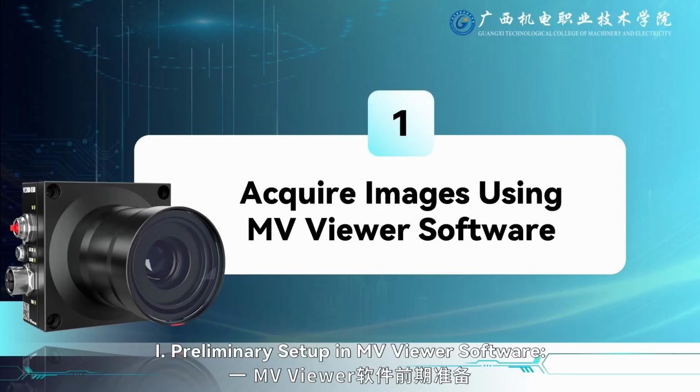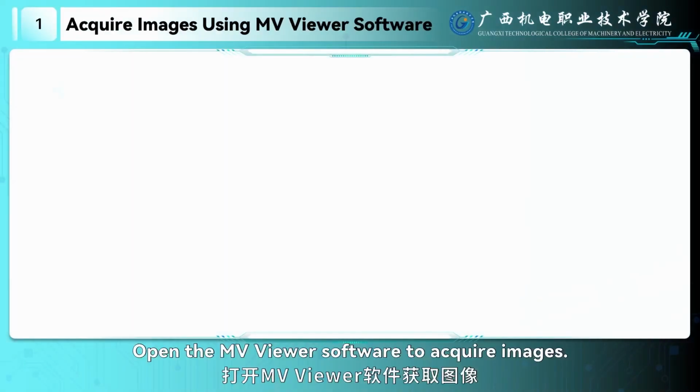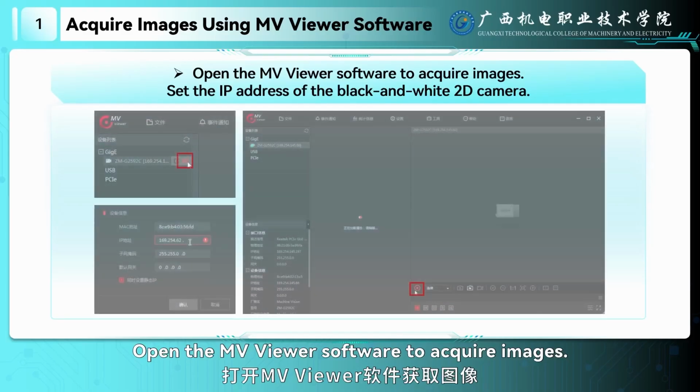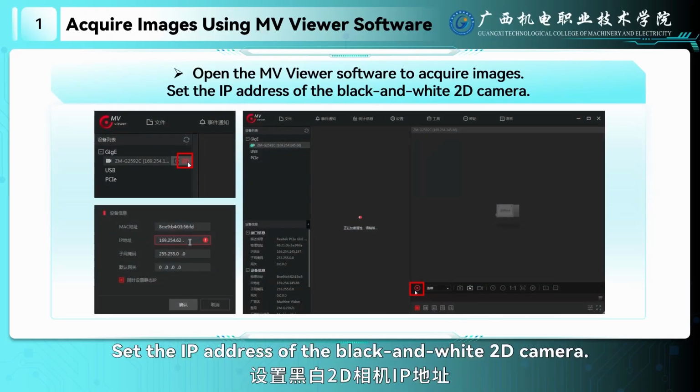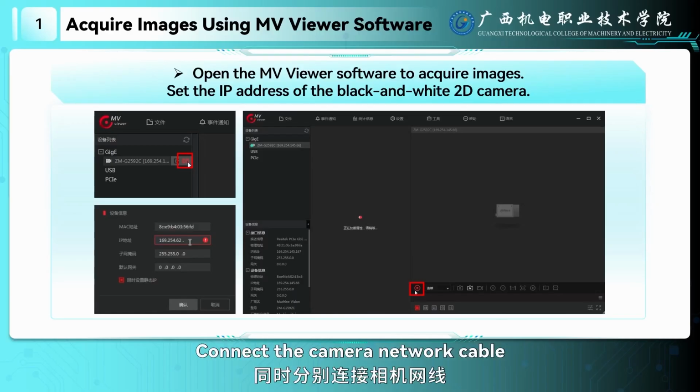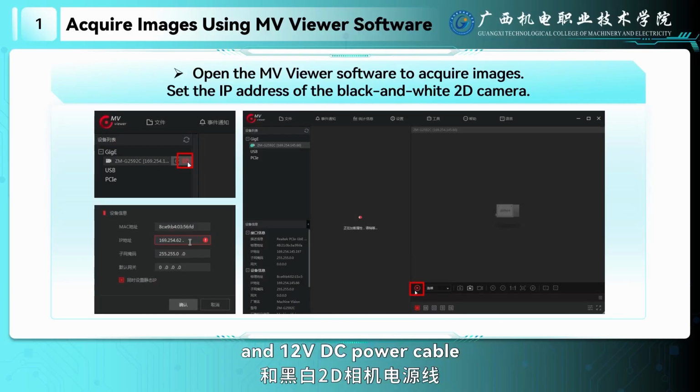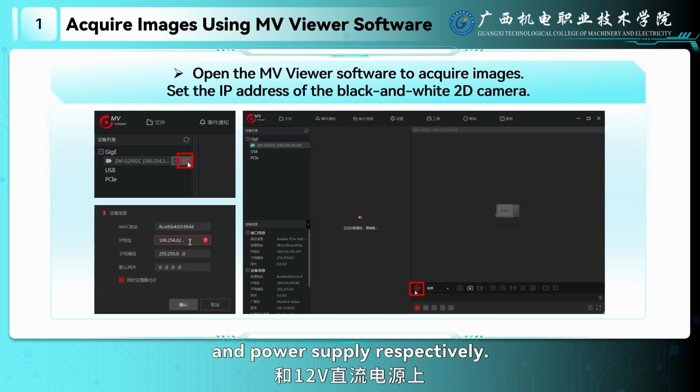One. Preliminary setup in NV Viewer software. Open the NV Viewer software to acquire images. Set the IP address of the black and white 2D camera. Connect the camera network cable and 12 volts DC power cable to the Ethernet port and power supply respectively.